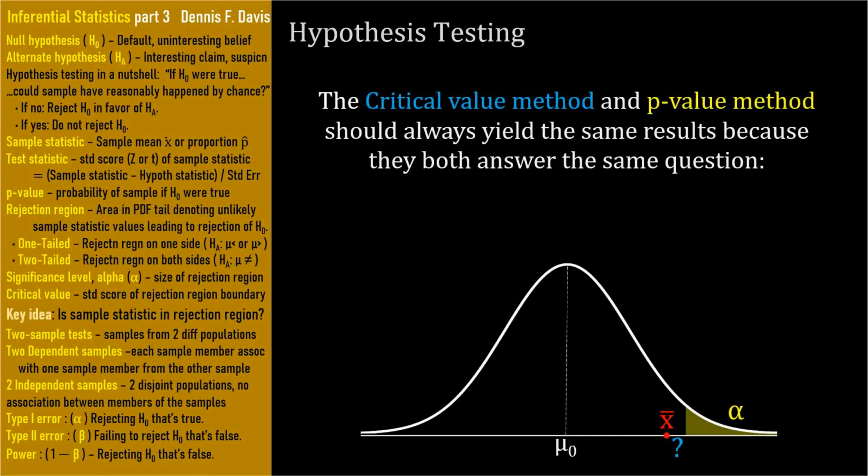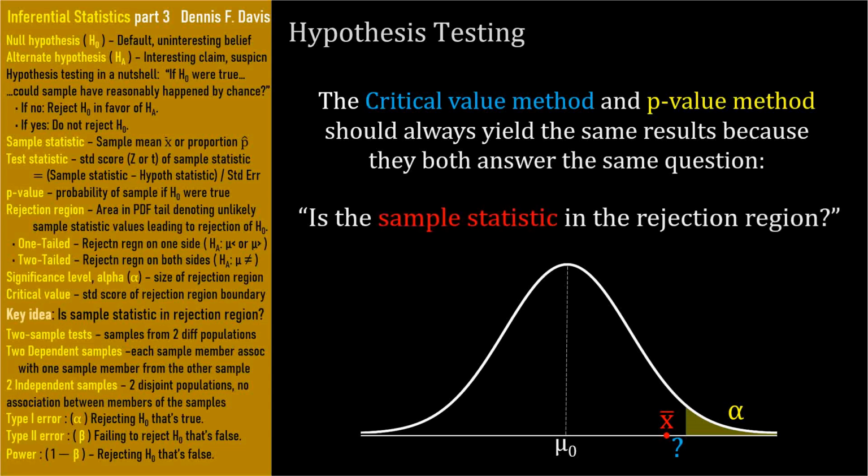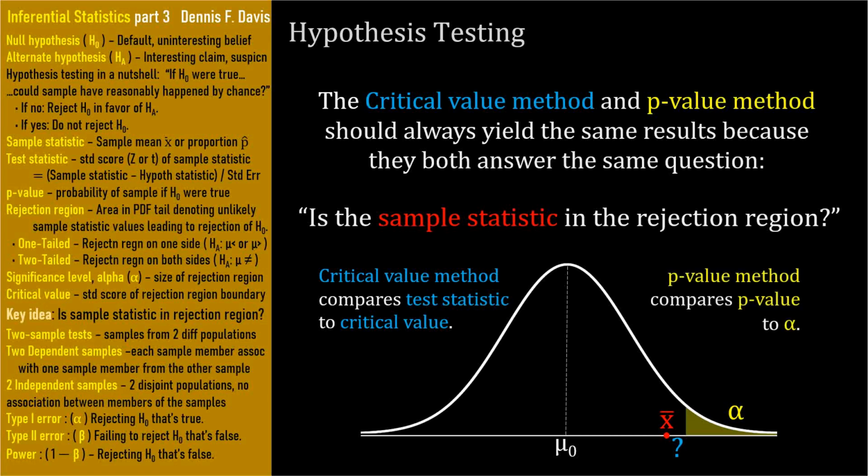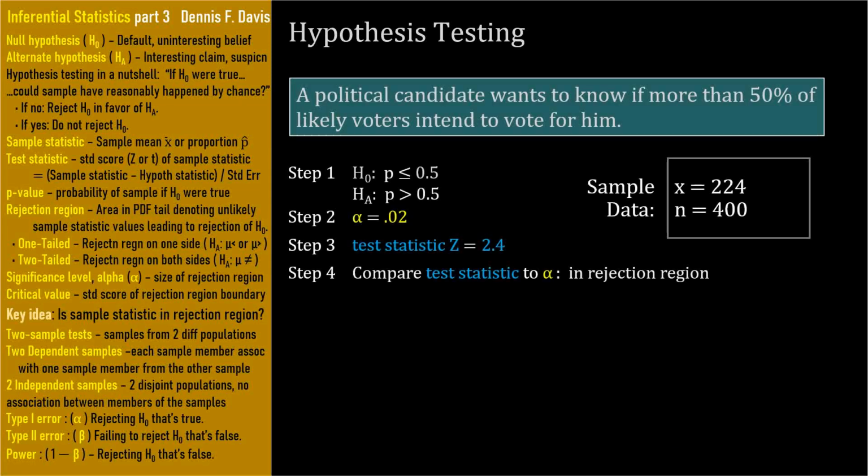This is expected, of course. Both methods answer the same question: is the sample statistic in the rejection region? The critical value method does it by comparing blues, the test statistic to critical value. The p-value method does it by comparing yellows, p-value to alpha. The last step is to state the results of our hypothesis test.